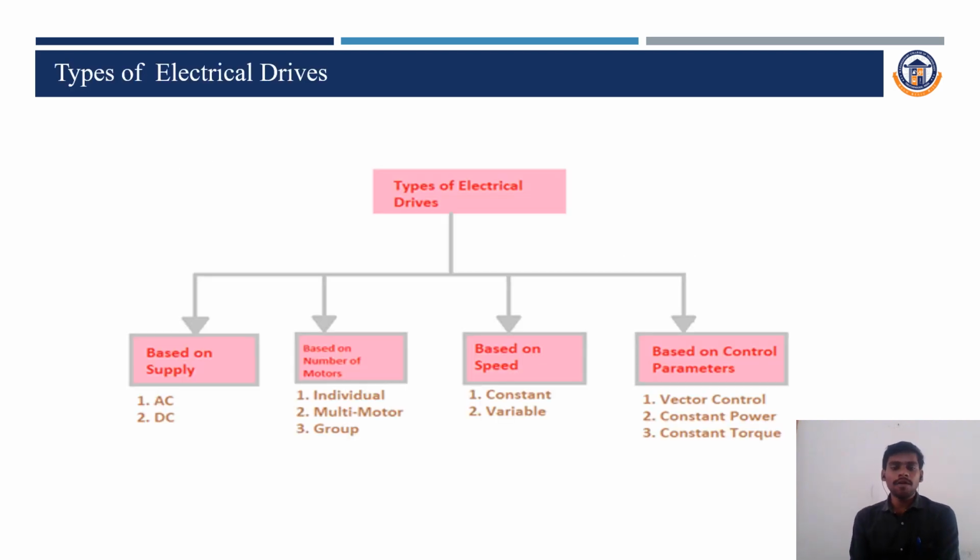Next one is types of electrical drives. The types of electric drive, based on the supply, can be classified into two types. Based on the number of motors, into three types. Based on the speed, into two types. Based on control parameters, into three types. Okay, we see about the upcoming slides. We see about the types of drives.